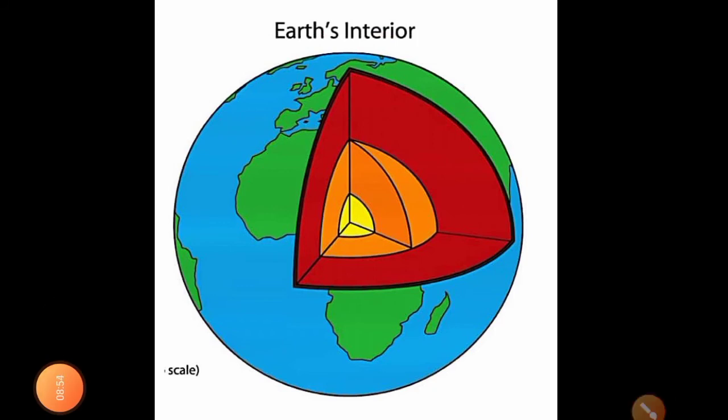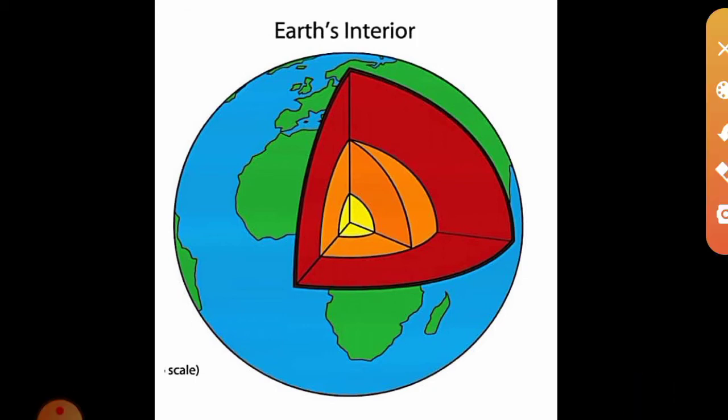And beneath the crust, there is the second layer, the red color in this picture. What is the name of the layer? This is called mantle.